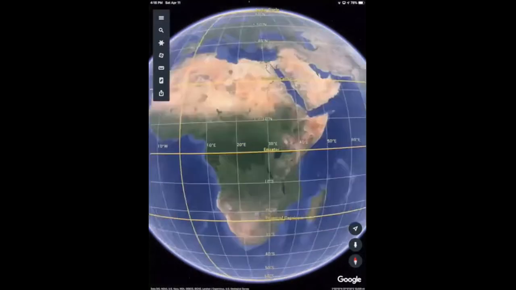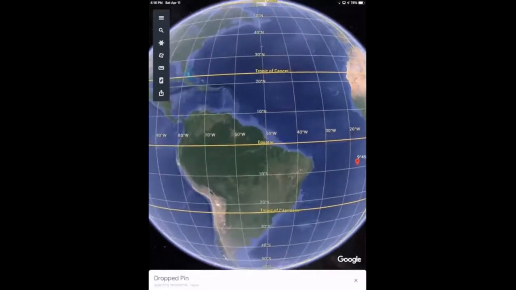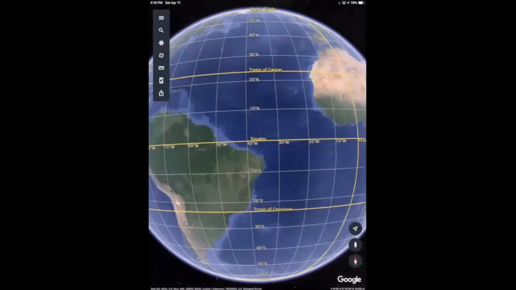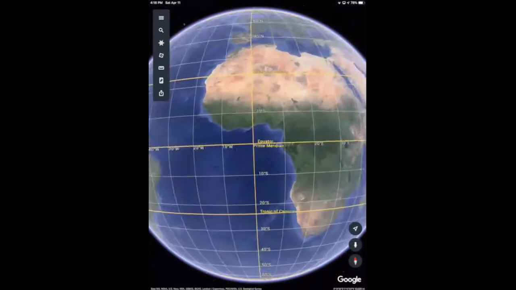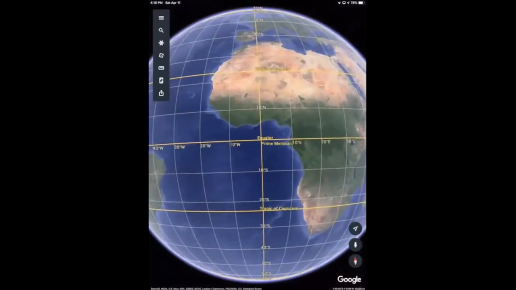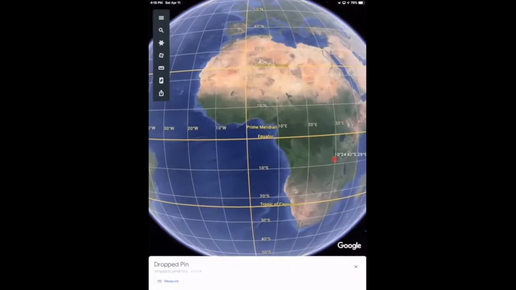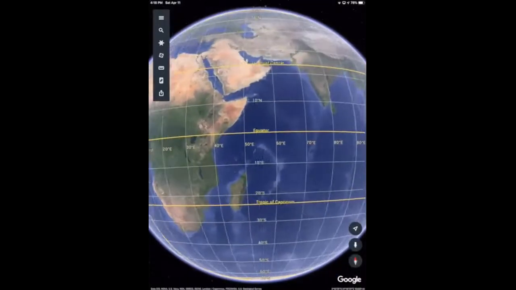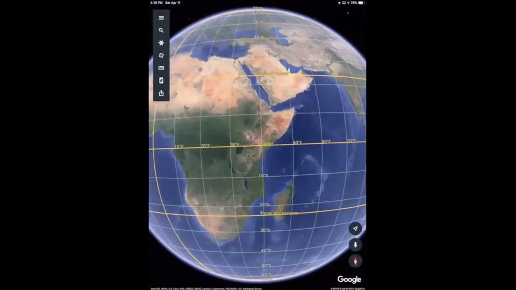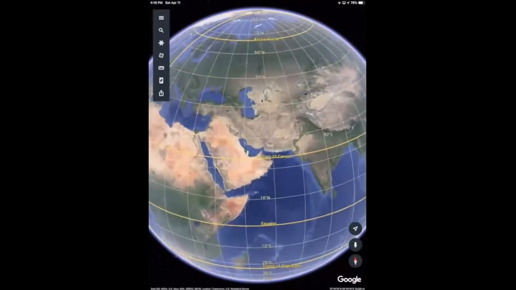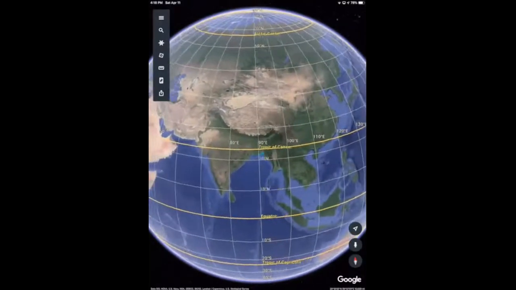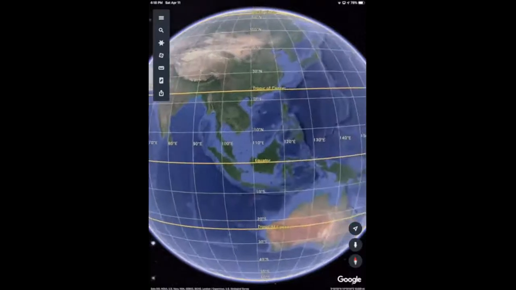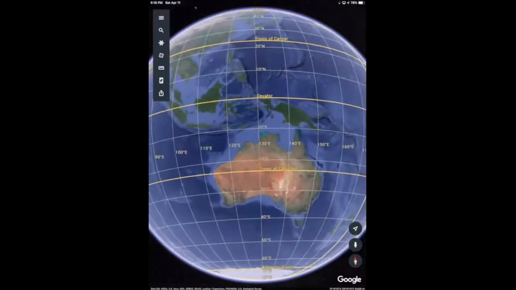So basically what that means is everybody who's on this side, I didn't mean to drop that pin, everybody who's on this side is in the Western hemisphere. So west is everybody over here, and then east is everybody over here. So in the Eastern hemisphere, we have most of Africa, almost all of Asia. India is in the Eastern hemisphere, and Australia is in the Eastern hemisphere.